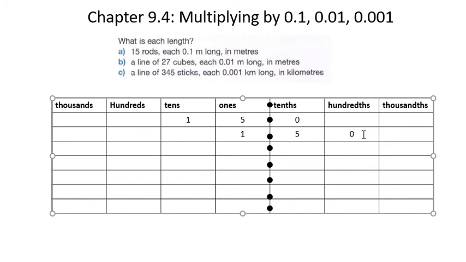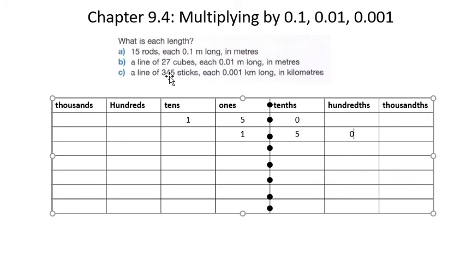If we had used the base 10 blocks, as we did in section 9.3, I could have made 15 of my 0.1s and then regrouped them, taking 10 of the tenths to make a 1 and being left with 5 tenths. The answer would still be 1.5.